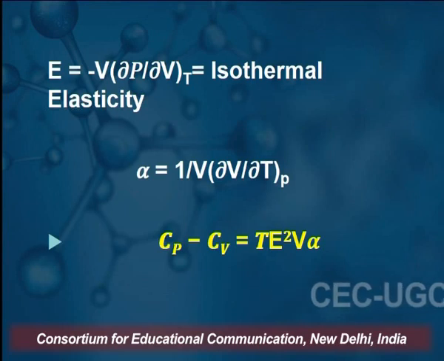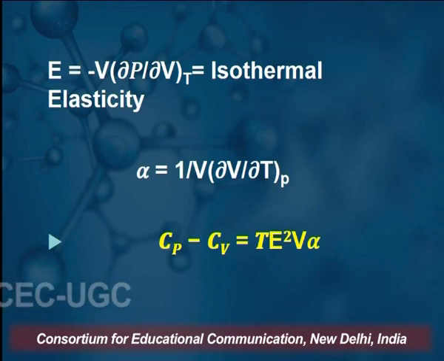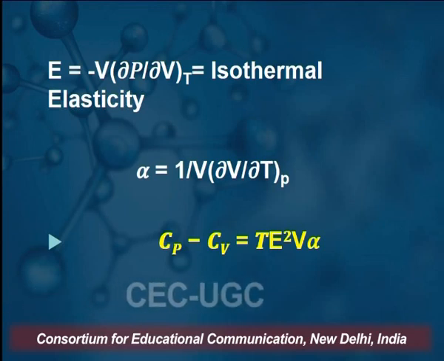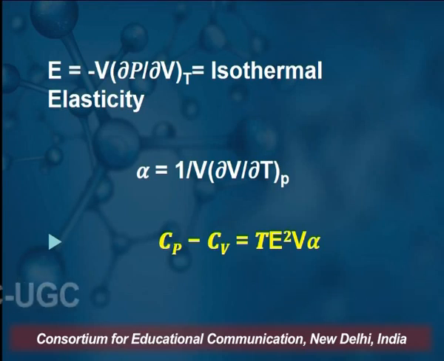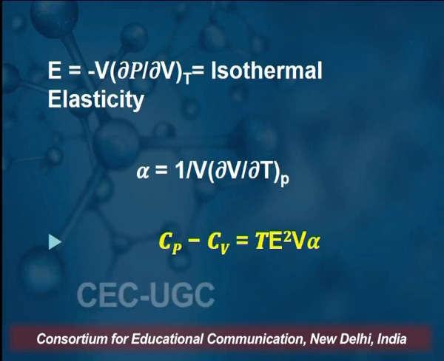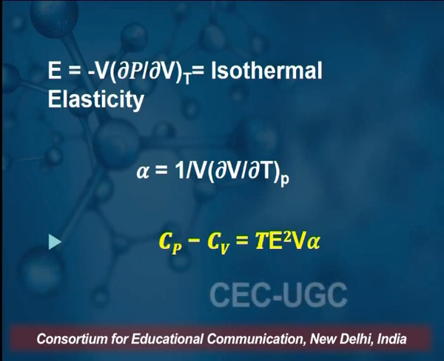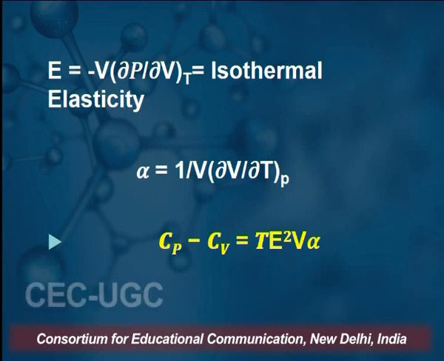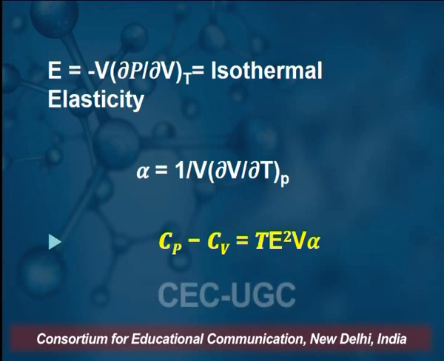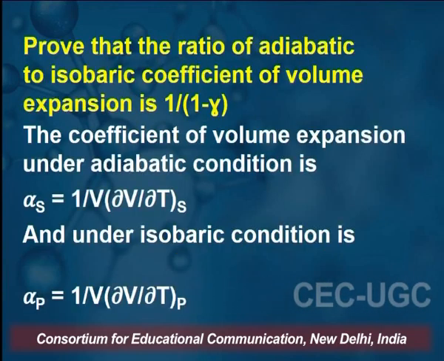By definition, E is equal to minus V ∂P/∂V at constant temperature and is defined as isothermal elasticity. Alpha is defined as 1 by V ∂V/∂T at constant pressure. So we get Cp minus Cv is equal to T E square V alpha. Now let us discuss the third problem.